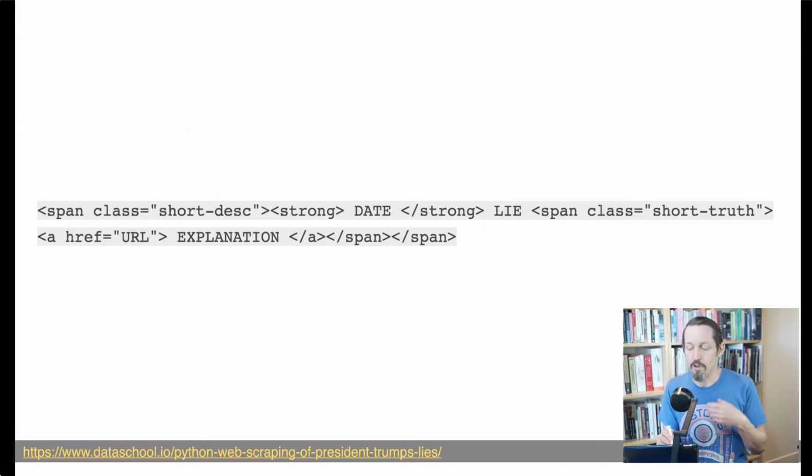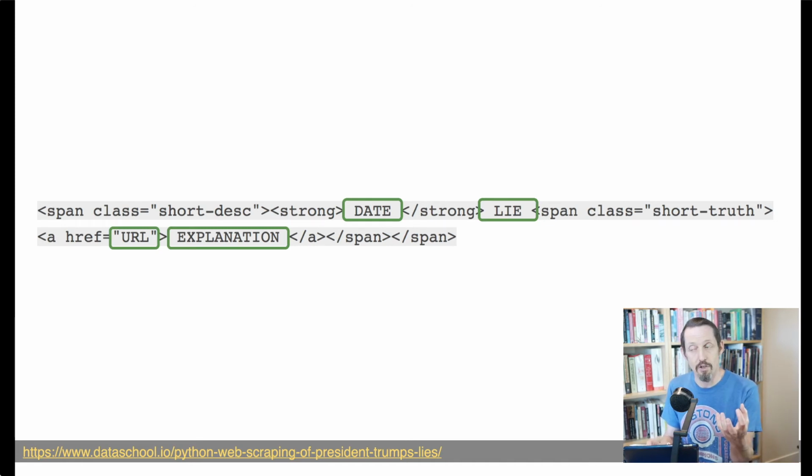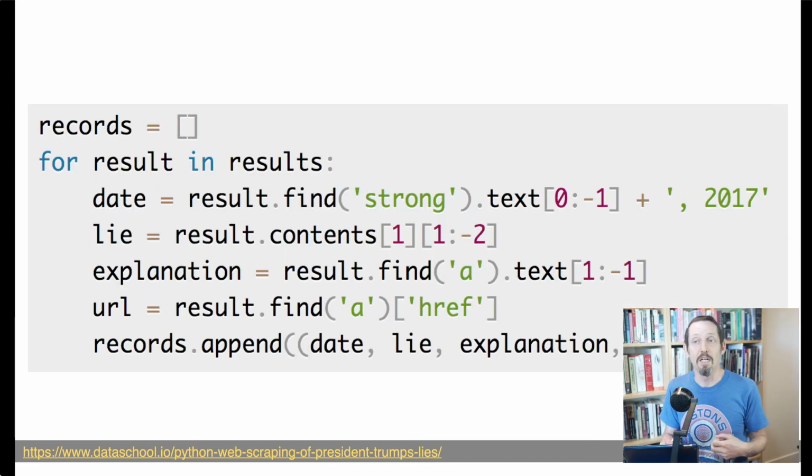So again, just a recap of what I said. The tweet information comes in terms of date surrounded by strong, the lie, and then this short truth tag, which contains the explanation and the link. So we can use those structures to grab a hold of this data and transform it. So this is a short bit of Python code. I should say, I know you guys haven't had any programming. I understand that. This is not something you're going to be tested on or have to know.